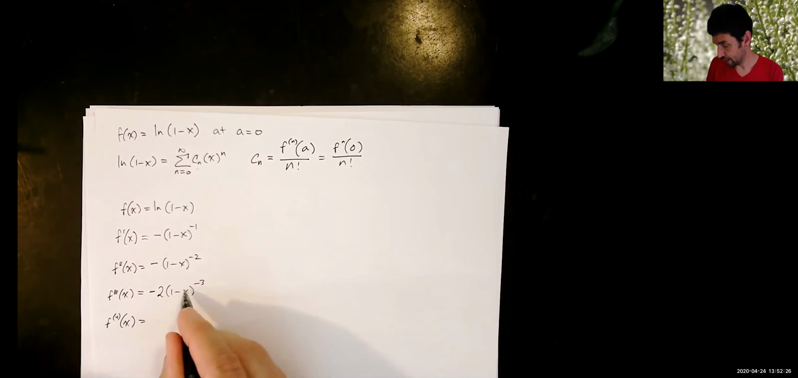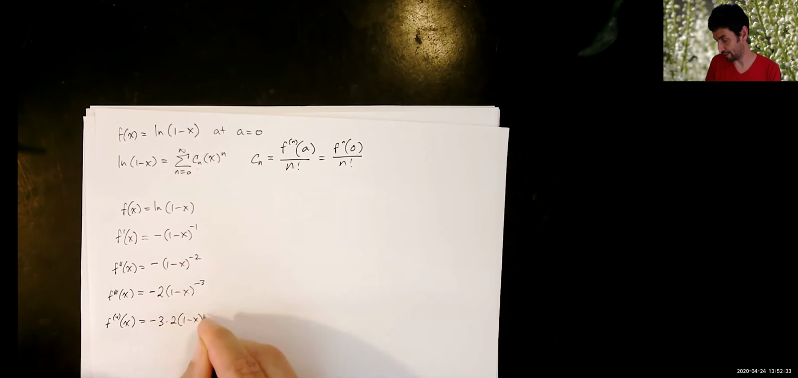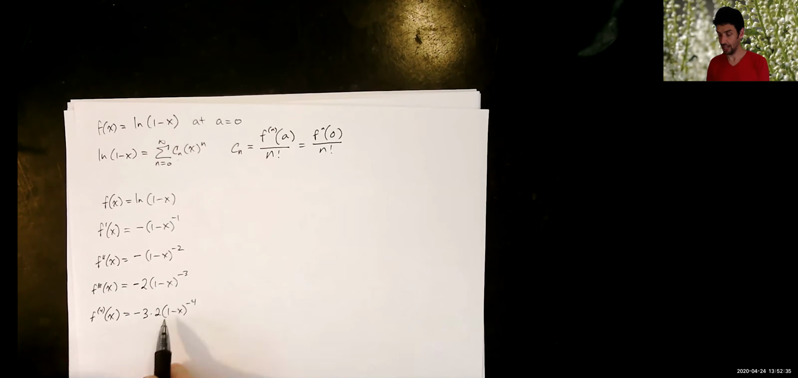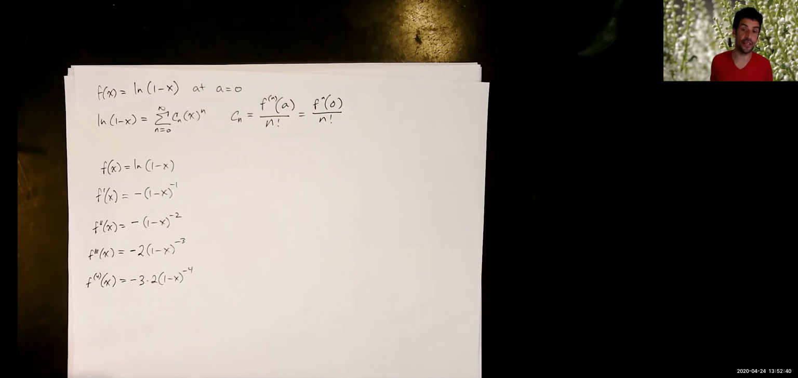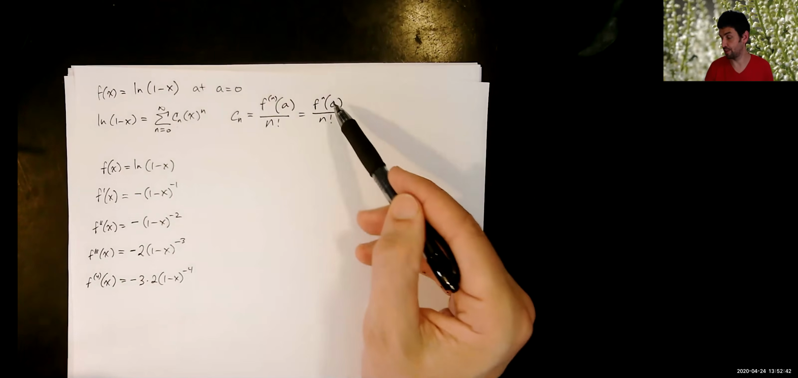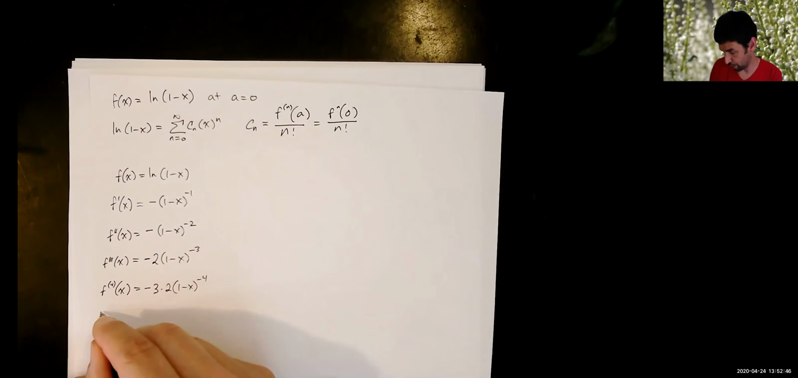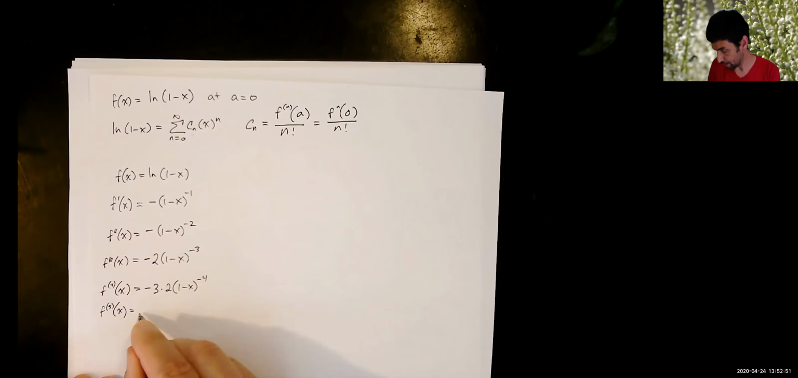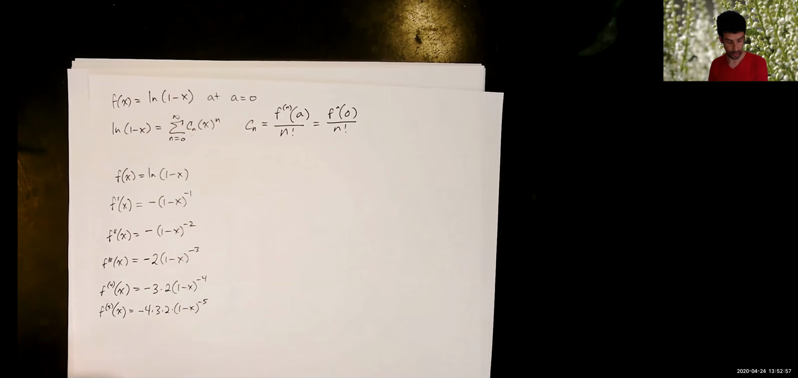3 comes down. I'm going to get a negative, a negative, and a negative. I'm going to end up with negative. So I have negative 3 times 2, 1 minus x to the negative 4. Okay. I also usually don't multiply numbers together, right? I don't care about what the actual number is. What I'm trying to come up with is a simple expression. And I can kind of see what's happening here. Let's just do one more to be clear. If I take the fifth derivative, I'm going to get negative 4 times 3 times 2 times 1 minus x to the negative 5, right?